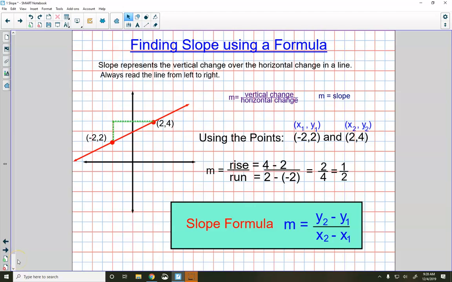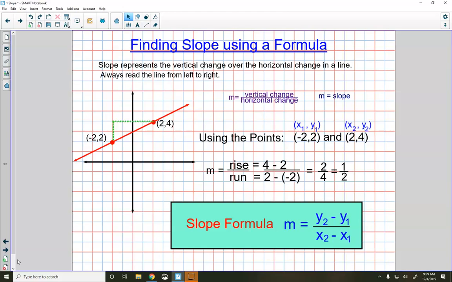Alright, so finding the slope using a formula. We already went over how to find the slope of a line when it's drawn. Right now we're going to find the slope of a line if it's not necessarily drawn, or maybe there's larger numbers, or it's a real life context situation. So slope represents the vertical change over the horizontal change in a line. You always read the line from left to right.